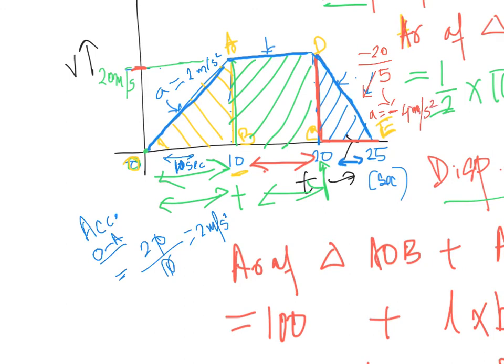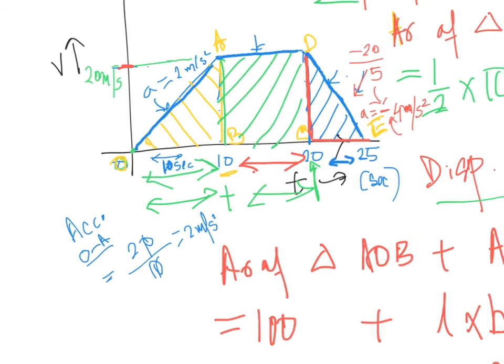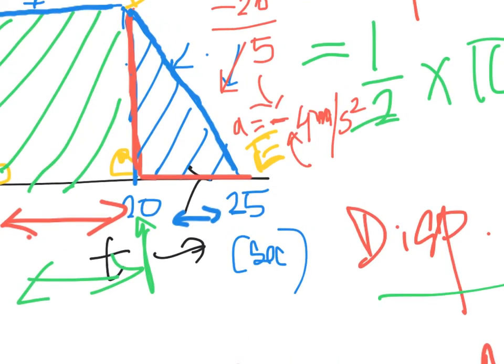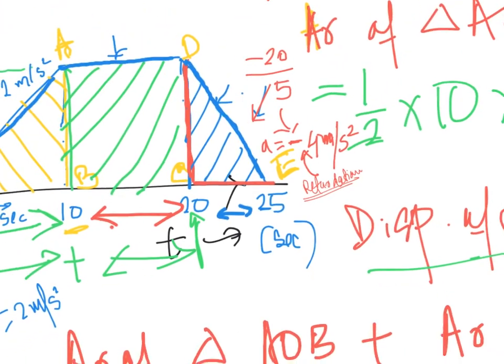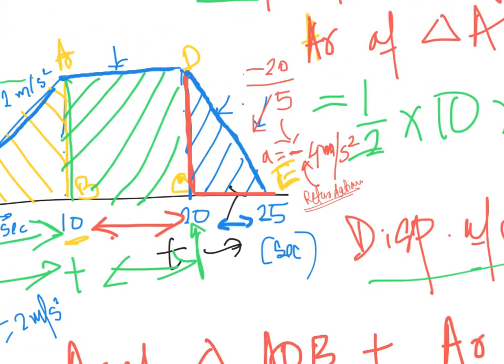That means I've applied a brake. This minus sign means I'm having a retardation. That means I've applied brakes. This negative sign is there because I will always take final velocity minus initial velocity. Here the final velocity is 0 at point E, and the initial velocity was 20 at point D.